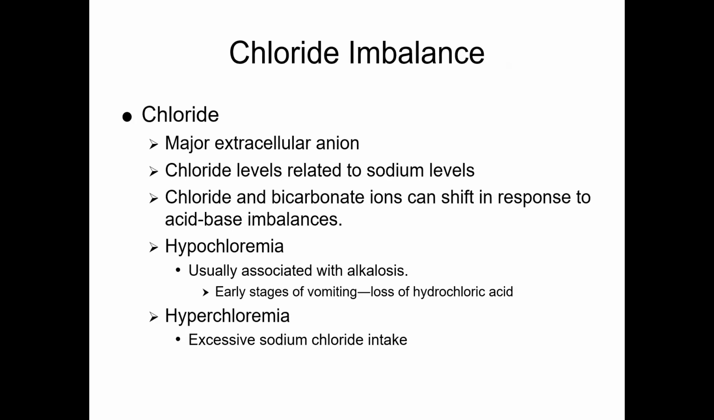Chloride imbalance. Chloride is the major extracellular anion with a normal level of 98 to 106 mmols per liter. Chloride tends to follow sodium because of the attraction between the electrical charges on the ions. So high sodium levels usually lead to high chloride levels. Chloride and bicarb, both negatively charged, can exchange places to help maintain acid-base balance.